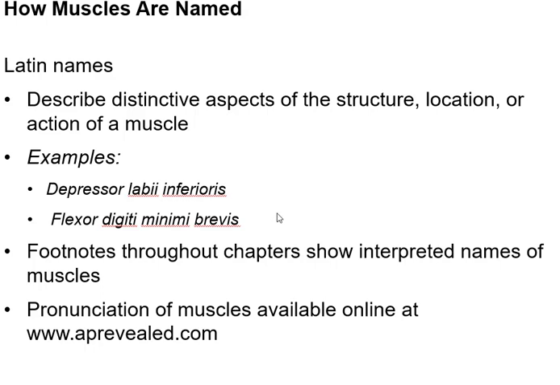You may have noticed some of my jokes that I put on the slides may not be as funny as I think that they are. But the words are going to have either the structure, the location, or how the muscle actually acts. So a depressor obviously is going to push something down. And labii, well, you have labia in various places, but this happens to be in your face. Inferioris, this is going to tell you that there is going to be something that's superior in this area, but this is the one that is inferior. And flexor is going to cause you to flex something. Digiti, well, you know that your digits are either your fingers or your toes. And minimi brevis. So this is going to be a small, short muscle.